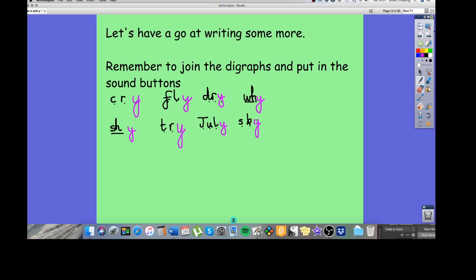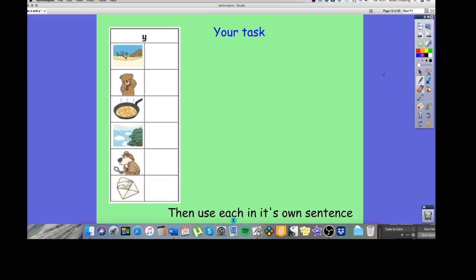Now, on the rest of the page, what I want you to do is to stick this piece of paper in. And I want you to write down the word that matches the picture. Okay? Some of them we've actually already done. So you would have already written them in your book. But you've got 6 words there. And then I want you to write 1 sentence for each of them. Okay? Now I'm not going to give these words away.